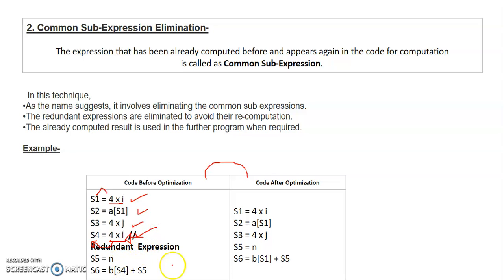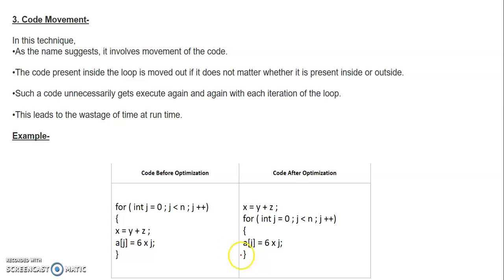Fifth instruction S5 equals n remains there, and wherever the reference of S4 is there before optimization, instead of S4, what the optimizer will do is give the reference of S1, because S1 and S4 are the same value.